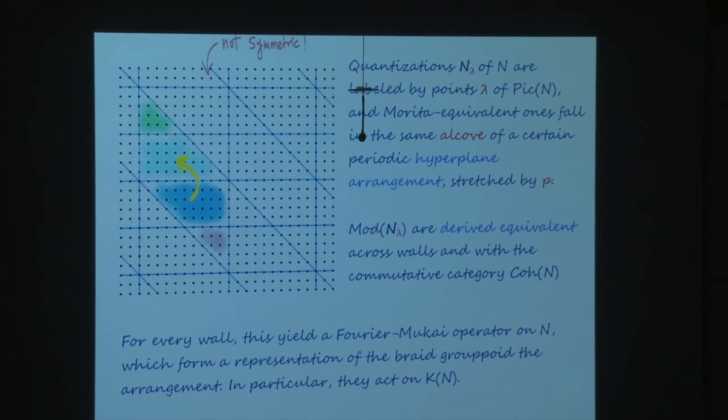And when I do cross a wall of this arrangement, I get a derived equivalence, but not an actual equivalence. So they're abelian equivalent within an alcove, and they're derived equivalent across. Meaning that every time I cross a wall, I get some operator that acts on everything, in particular on K theory.